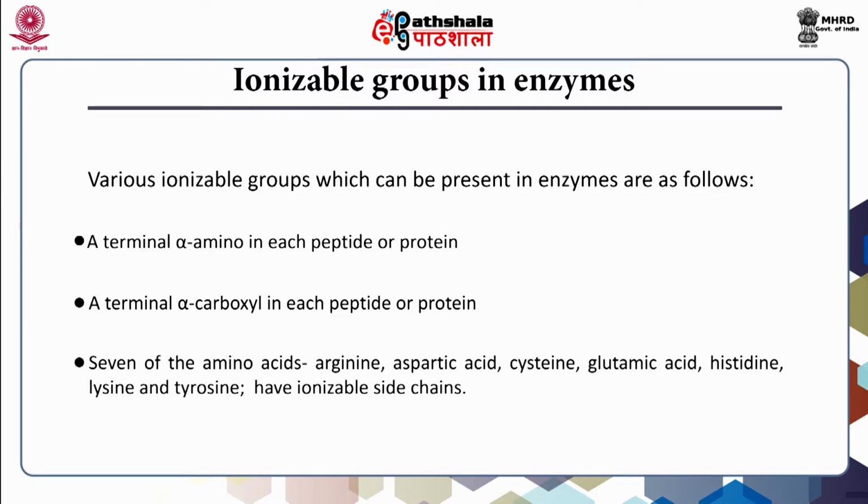Seven of the amino acids, that is arginine, aspartic acid, cysteine, glutamic acid, histidine, lysine, and tyrosine, have ionizable side chains, and these are able to donate or accept protons. The typical pKa value for the R group of these amino acids is given in table number 1.